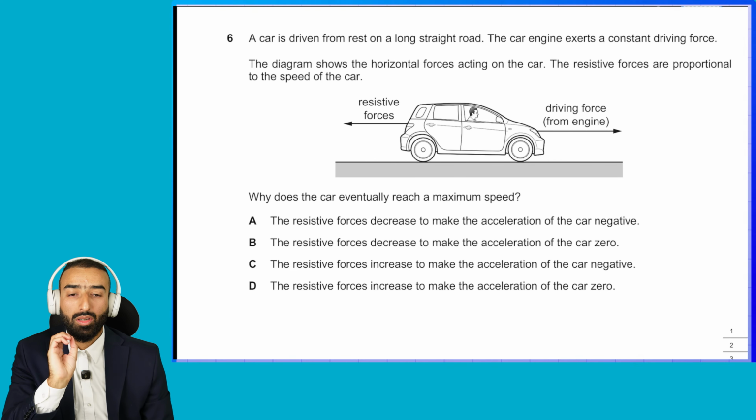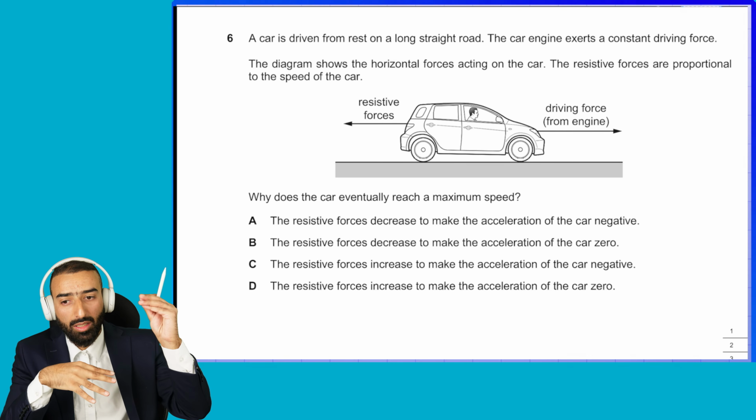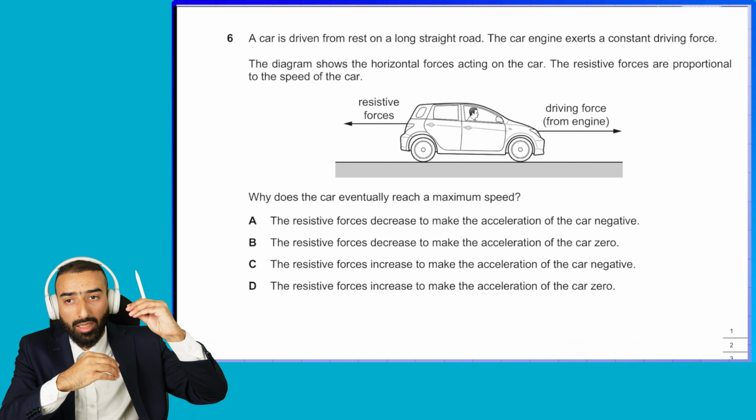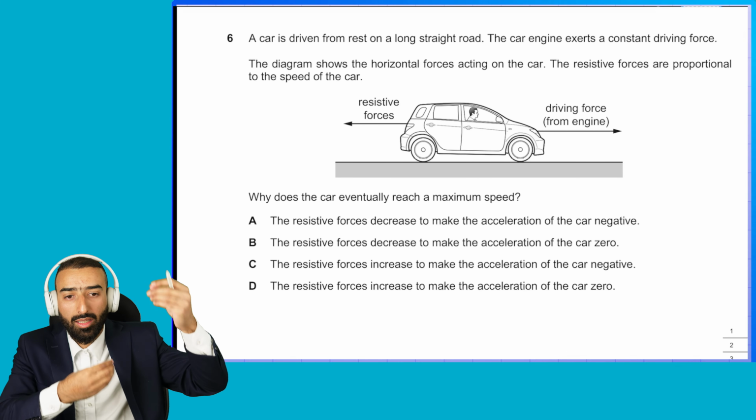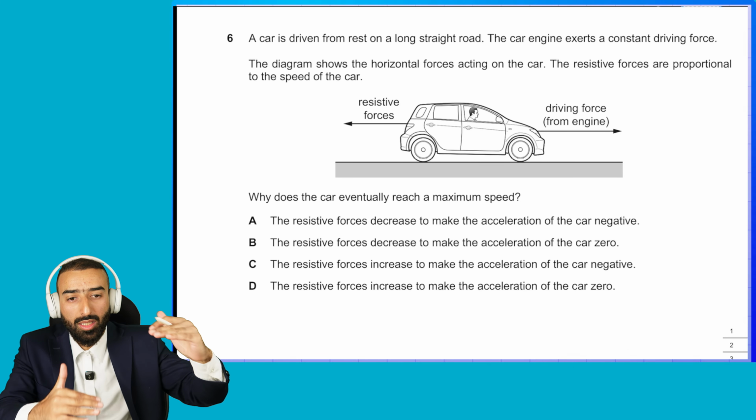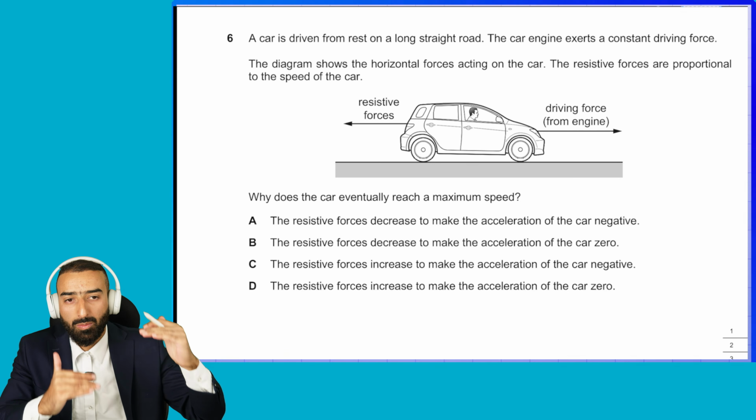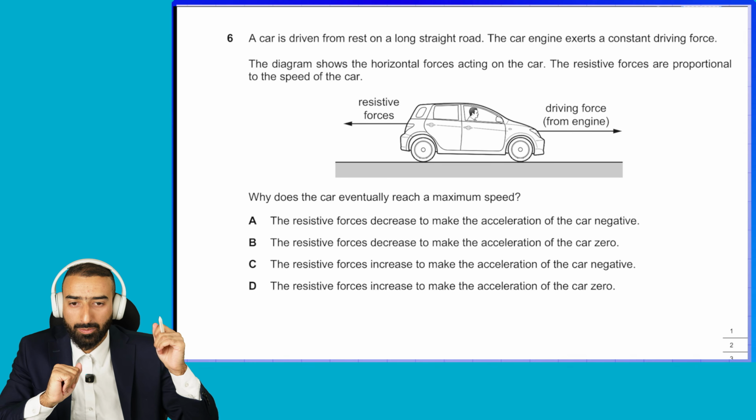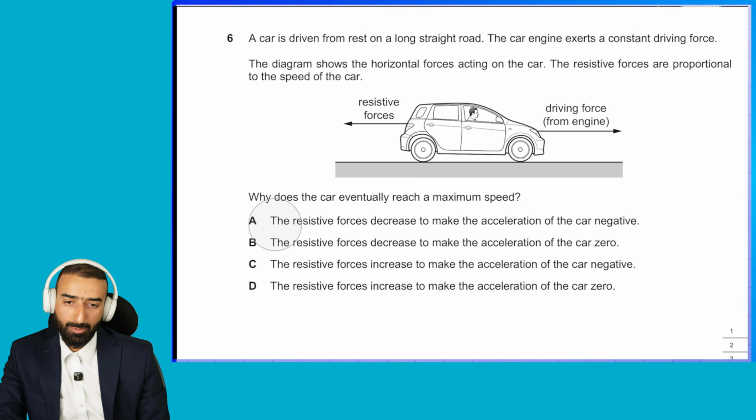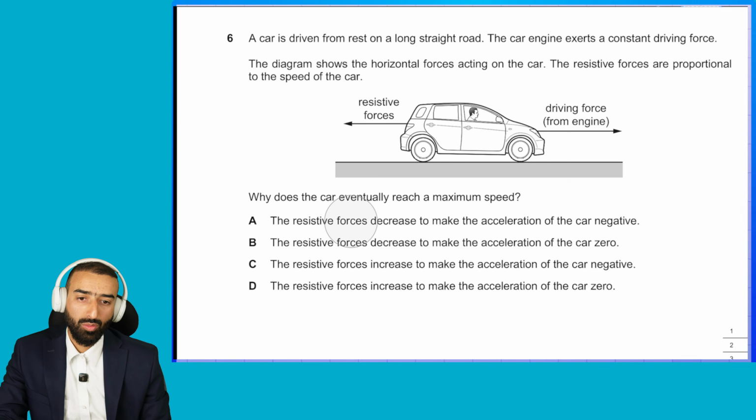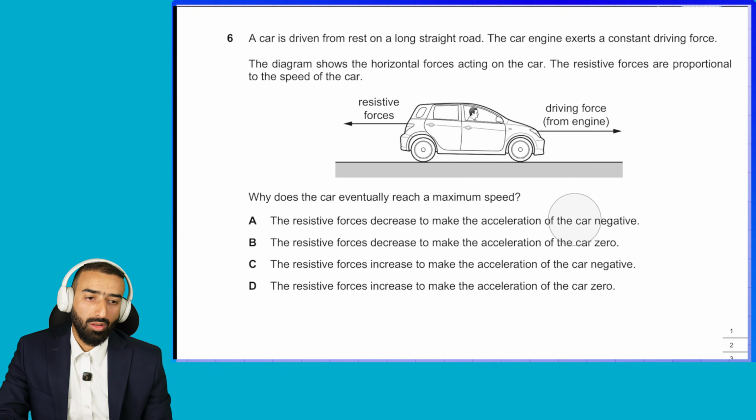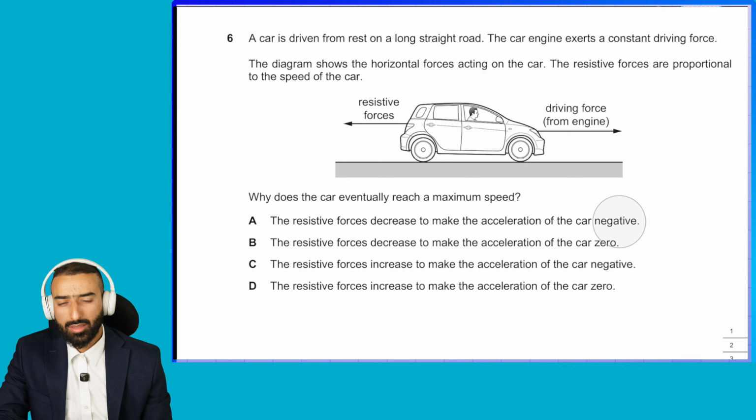Now you see, if the car reaches a maximum speed, that means it neither gets faster nor slower. It's coasting at that maximum speed. Why does that happen? Let's look at option A. The resistive forces decrease to make the acceleration of the car negative. Is that true? Well, not quite.